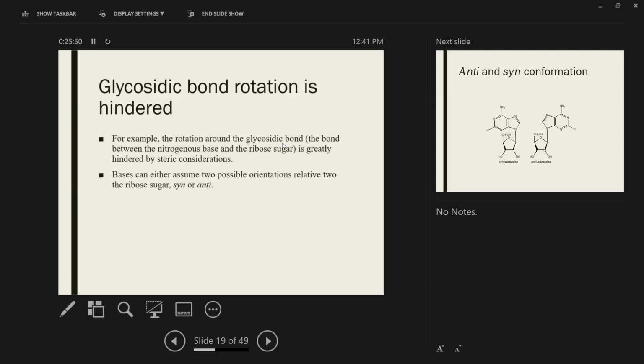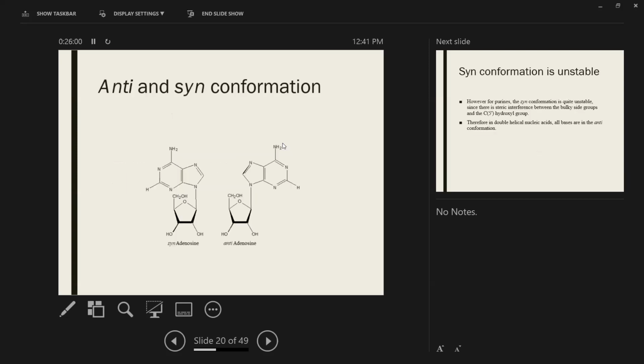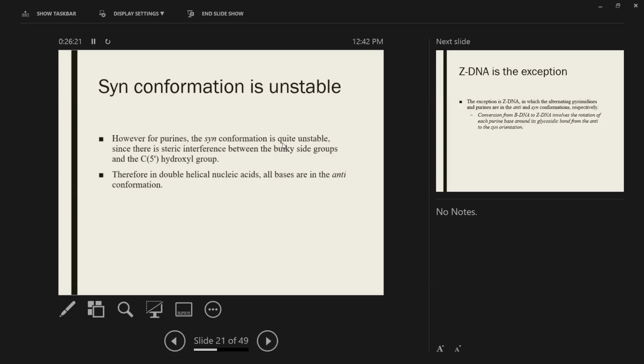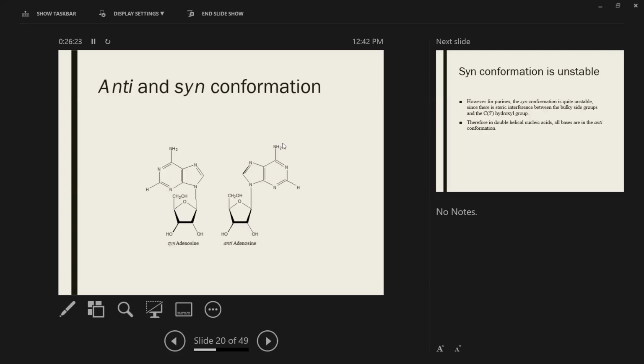Now your bases, as we said, they can move around that glycosidic bond. So you can have two possible orientations, anti or syn. We talked about this already. So here's the syn, here's the anti. And there is movement allowed, but when this is in a hydrogen bonded situation with another base, it's not going to be twirling around like a party trick, essentially. The syn conformation, as you can see, is unstable. There's steric hindrance.